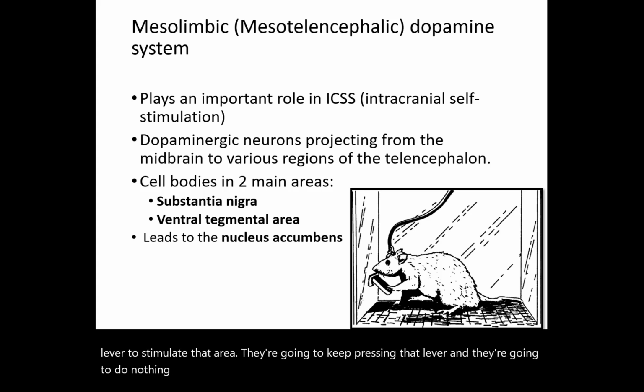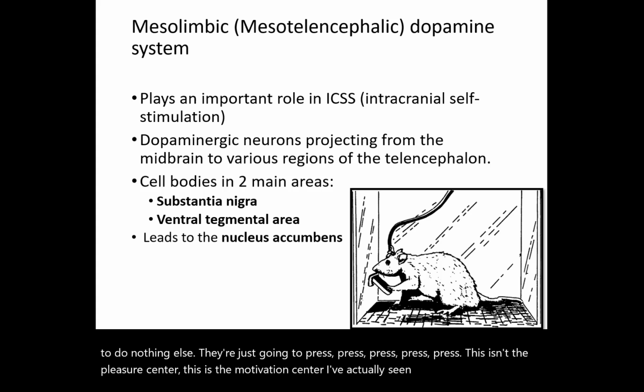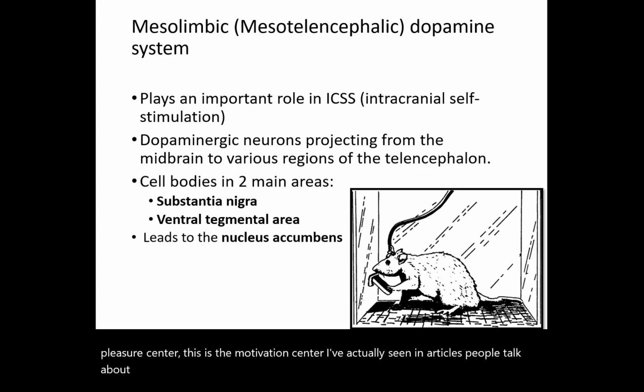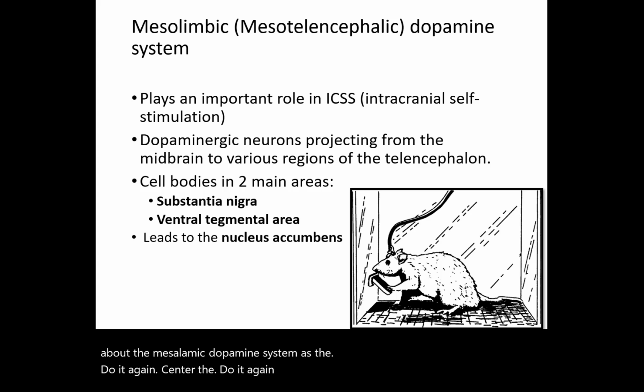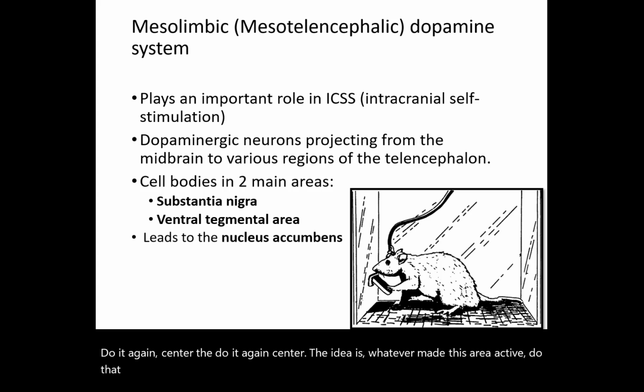They're just going to press. This isn't the pleasure center. This is the motivation center. I've actually seen in articles people talk about the mesolimbic dopamine system as the do-it-again center. The idea is whatever made this area active, do that again. Do it again, do it again, do it again.